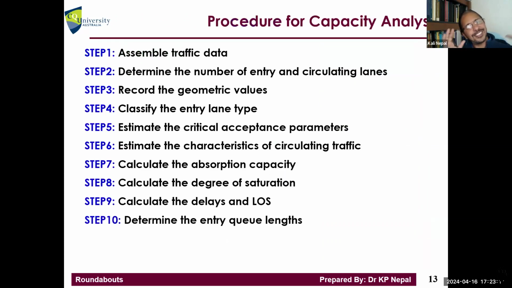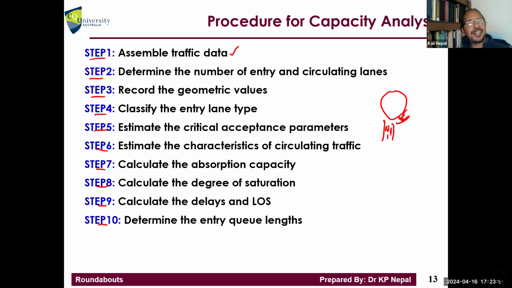Now we talk about the analysis. Let's calculate. These are the steps we need to follow to analyze roundabouts. They are more or less similar to the unsignalized intersection we covered last time. Number 1, assemble the traffic data. We collect traffic volume data mostly, the peak hour factor, how many trucks there are, passenger car equivalents, so many things. Then determine the number of entry and circulating lanes, based on the configuration: how many lanes to get in, and how many lanes for the circulating traffic. You need to find that first.